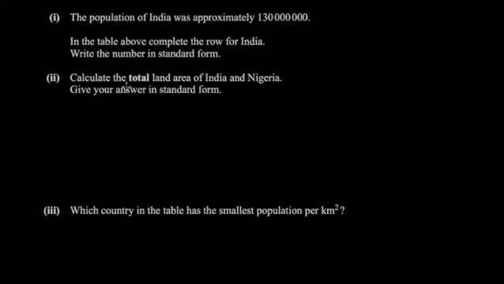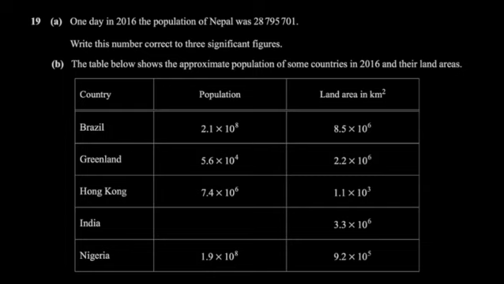Next part says calculate the total land area of India and Nigeria. Okay, so calculate the total land area simply means add the total land area for India and Nigeria. So India here, the land area is 3.3 times 10 to the power 6. This one is 9.2 times 10 to the power 5. Okay, so essentially we want to add, let me write here. Okay, so 3.3 times 10 to the power 6 plus 9.2 times 10 to the power 5 here. Okay, so this is what we will be adding.